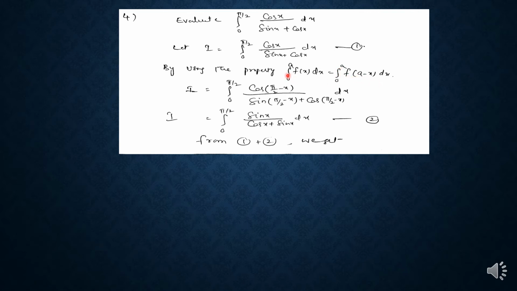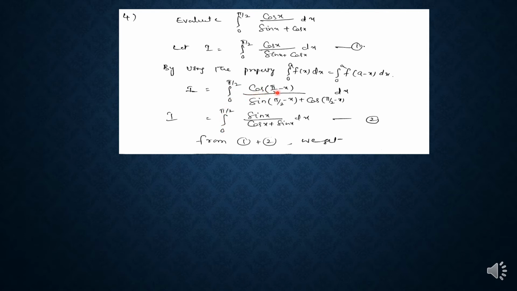By using this property, the first equation can be written as I is equal to integral 0 to pi by 2 cos of, in the place of x we can write a minus x. Here a means pi by 2, cos of pi by 2 minus x divided by sin of pi by 2 minus x plus cos of pi by 2 minus x dx. That is I is equal to integral 0 to pi by 2.